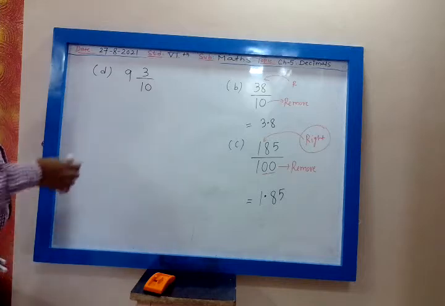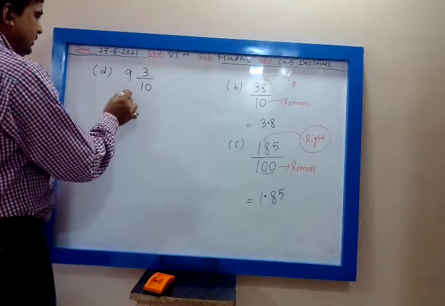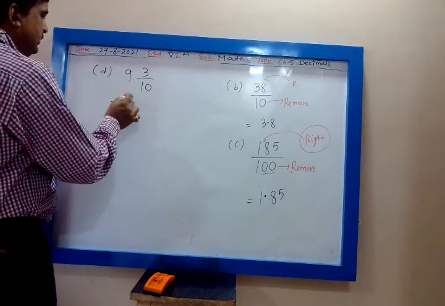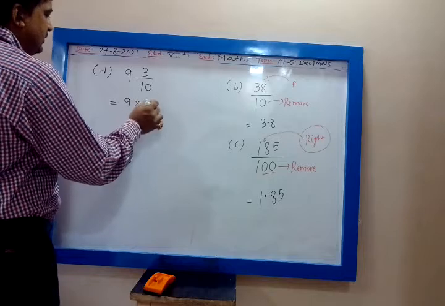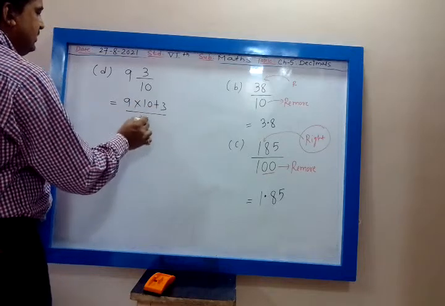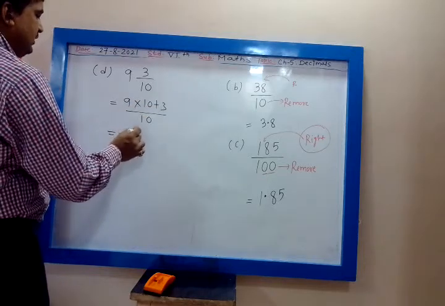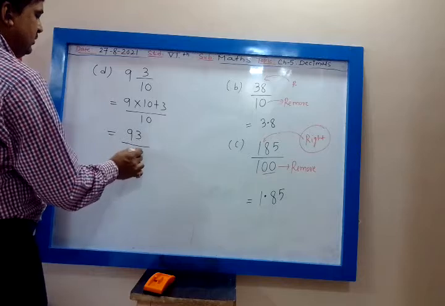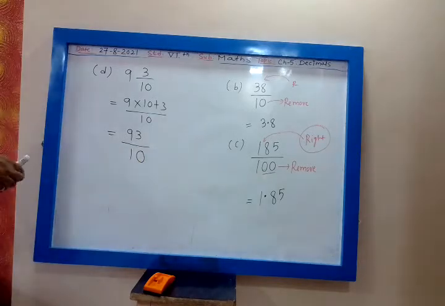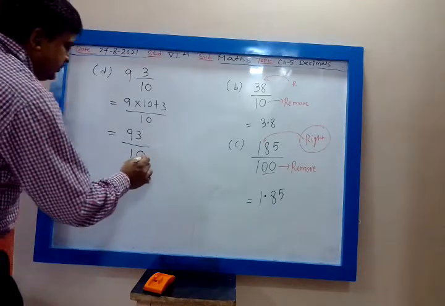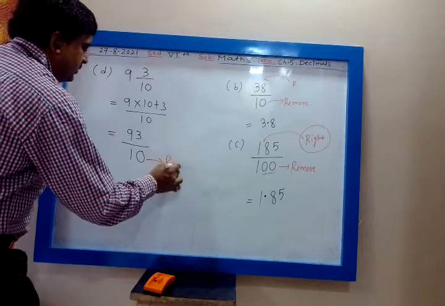10 nines are 90. 9 into 10 plus 3 upon 10. That is 90 plus 3, 93 upon 10. Now the denominator there is 1 zero, so we have to remove this 0.